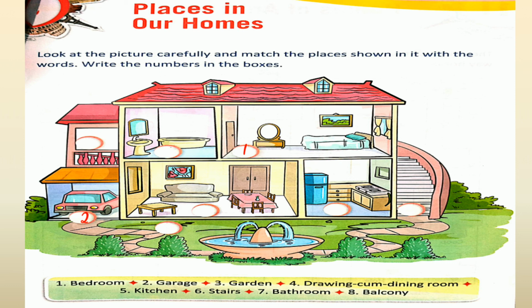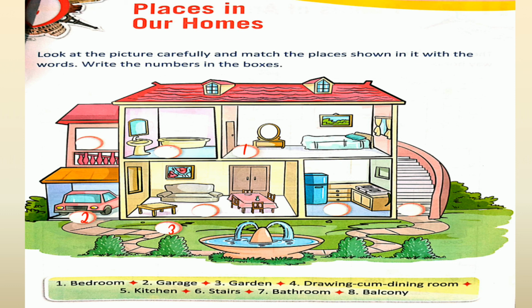Now number 3. Number 3 is a garden. Where is the garden? Here we can find the place for the garden. Here we can write the number 3. Number 3 is for a garden. Children, everyone write with me, okay?